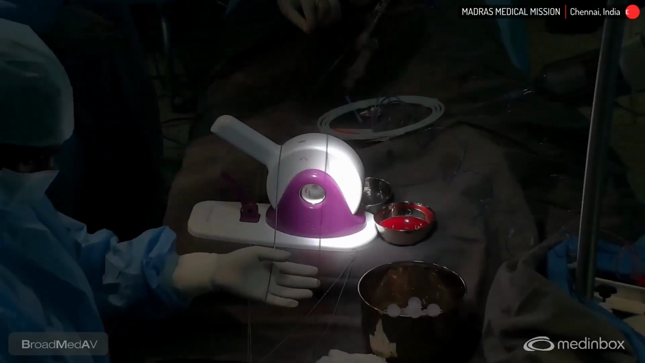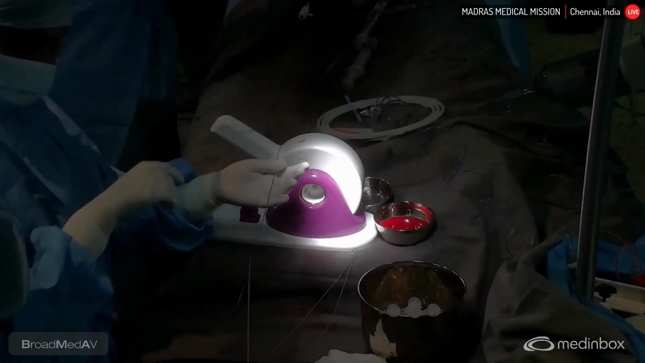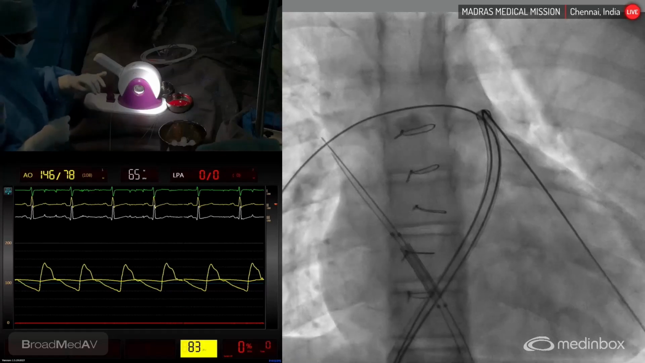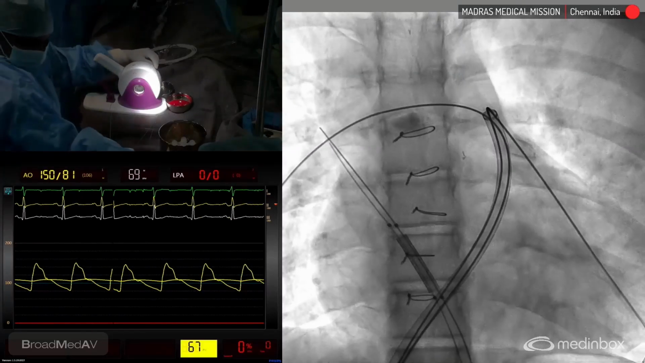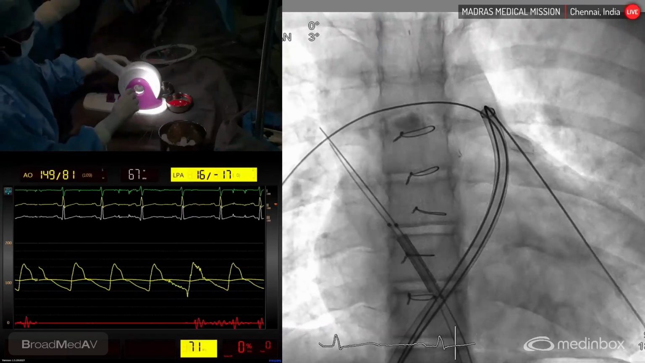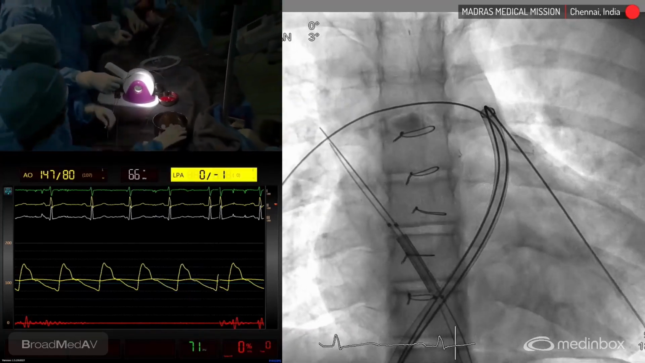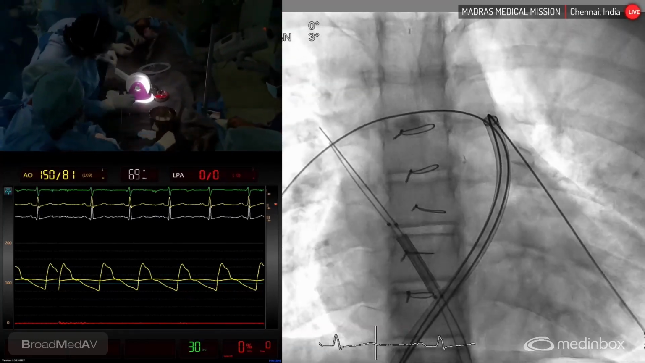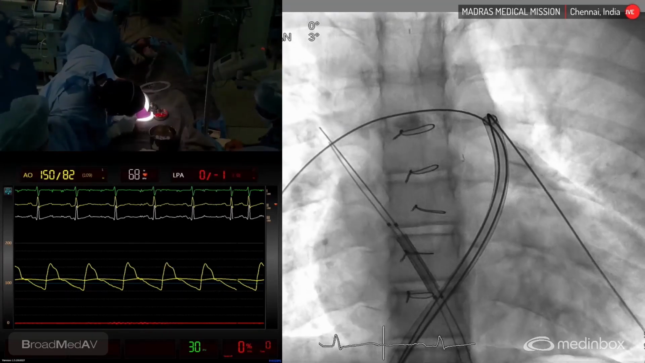We'll see a fluoroscopic appearance of these two now. Come to AP. So the two are, the stent is slightly positioned proximally. We'll again try to crimp it a little bit more.